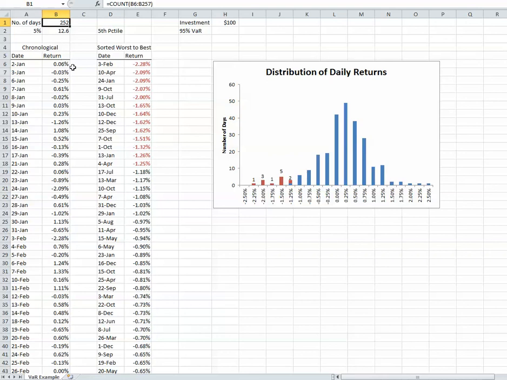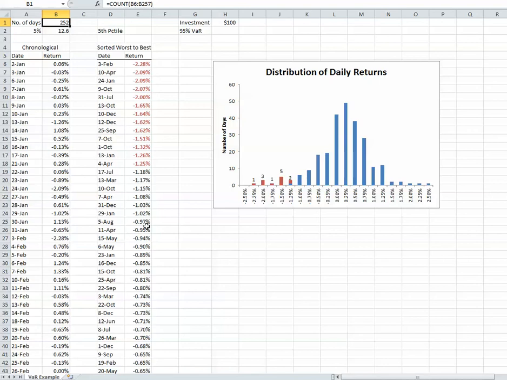I've sorted the returns. The same returns that appear in chronological order over here are sorted from worst to best over here. So for example, we see that February 3rd was the absolute worst day of the year. February 3rd had a loss of 2.28%, and that 2.28% appears there, and so on. April 2nd was the second worst day of the year, and so on.